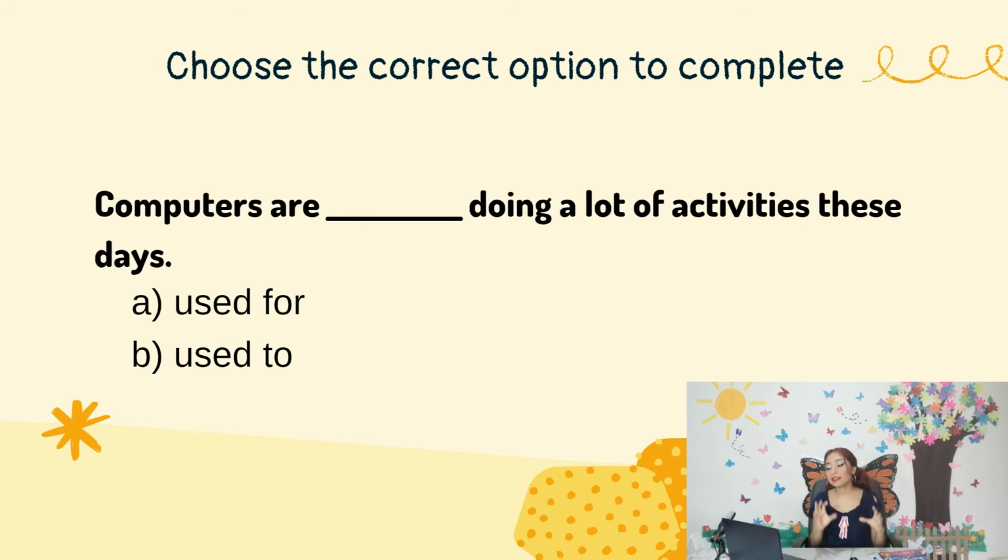Now, computers are blank doing a lot of activities these days. Used for A or used to letter B. Which one is the correct answer? Pay attention to the verb. Computers are blank doing a lot of activities these days. Correct answer is A. Computers are used for doing a lot of activities these days. Because of course, this is in gerund, used to, no. Is used for. You need to use used for with gerund.